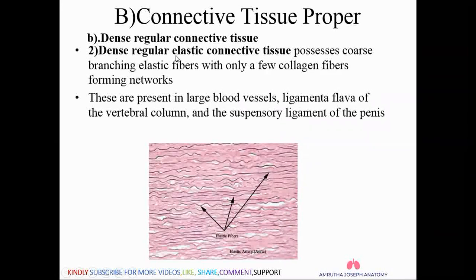The next classification here is dense regular elastic connective tissue. Here the fibers are arranged densely and regularly, and the fibers are of the elastic type. Here also you may see some collagen fibers as well, but mainly you will have elastic fibers. They are seen in blood vessels, the ligamentum flavum of the vertebral column, and the suspensory ligament of the penis. So this is how the elastic fibers look. The collagen fibers are also present in between, but majorly you'll have elastic fibers.